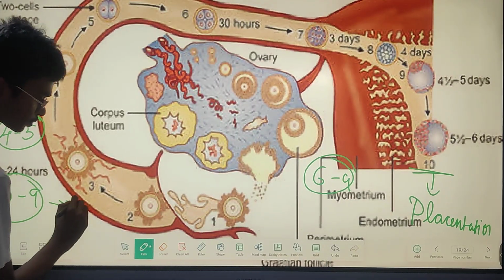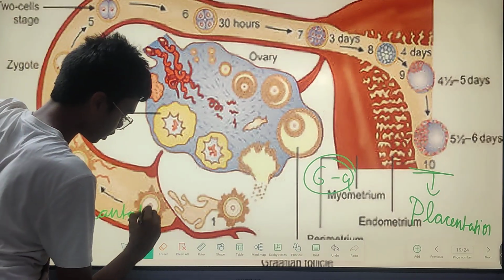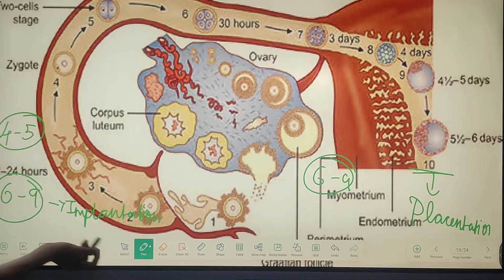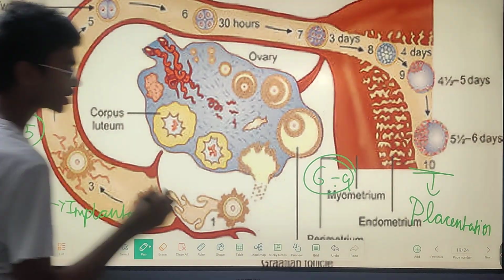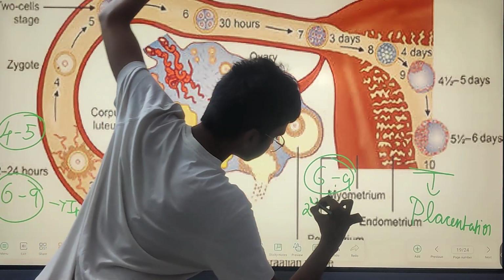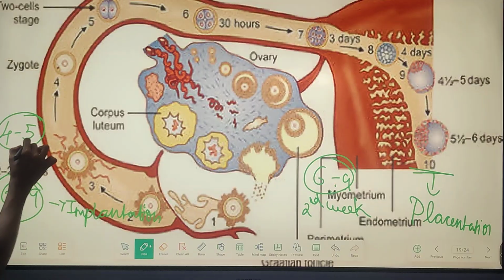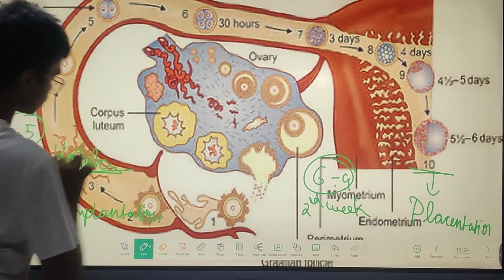implantation is done. The implantation is 6 to 9. Actually here, implantation is the thing that is happening, not the gastrulation. Gastrulation will happen in the 2nd week. Only in the 2nd week will the gastrula be formed, and here only the blastula is formed.